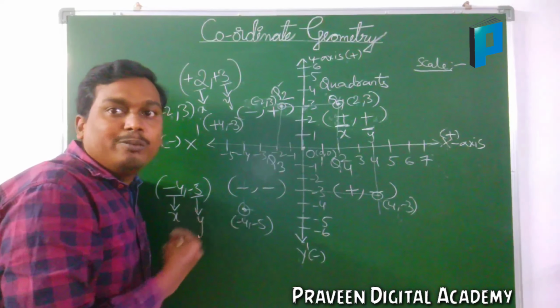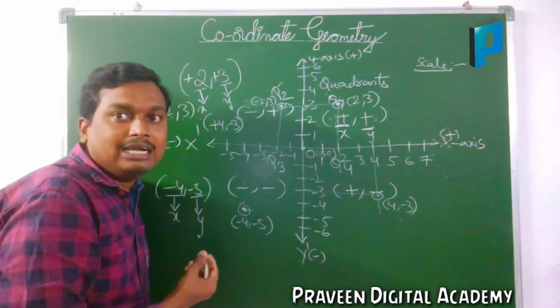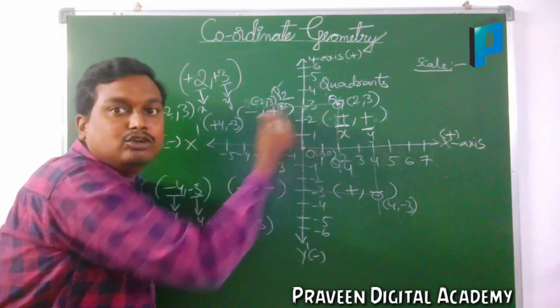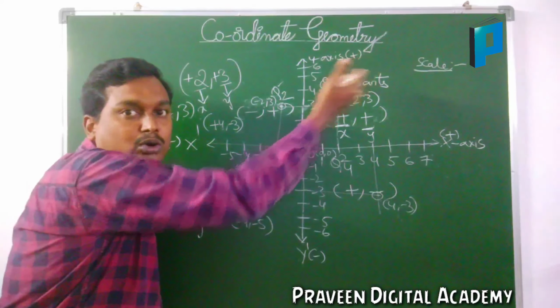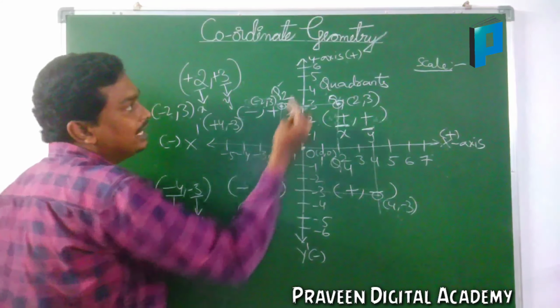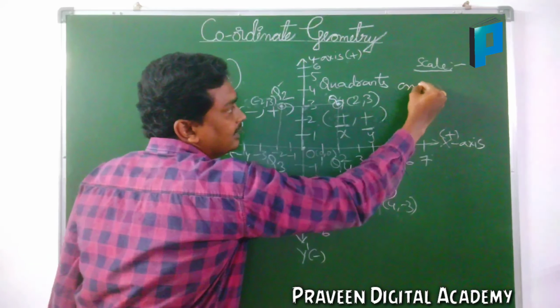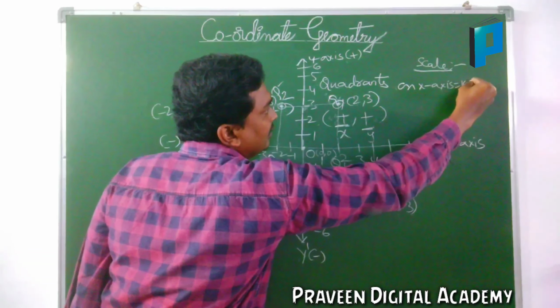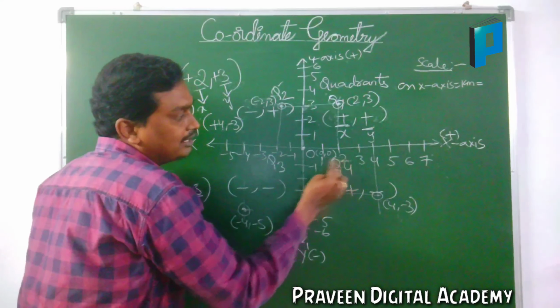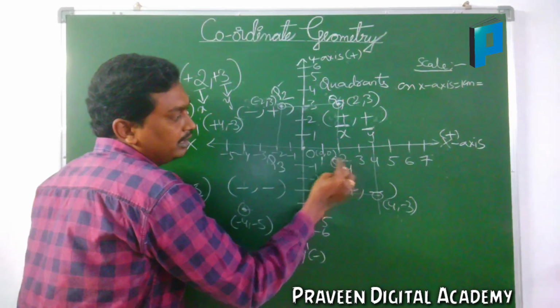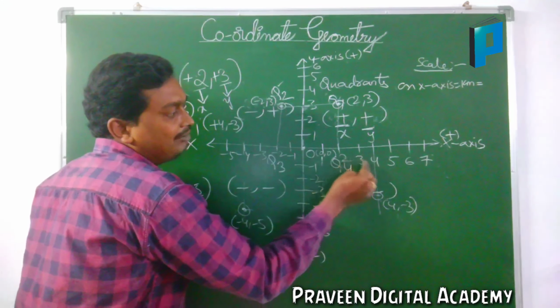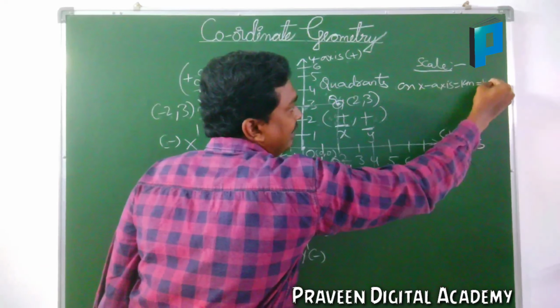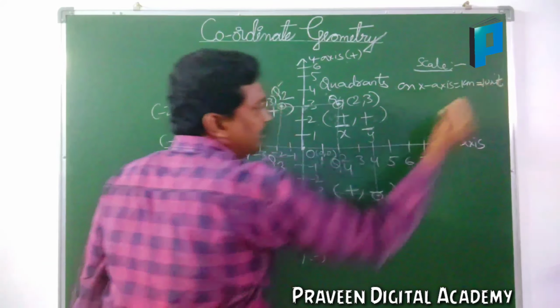As we know, a human cannot live without a heart. In the same way, the heart of coordinate geometry is the scale. Here on the x-axis, 1 centimeter is equal to how much gap is there? 1 to 2 is 1 gap. 2 to 3 is 1 gap. So I will take it as 1 unit.